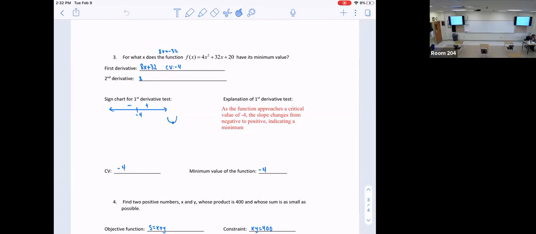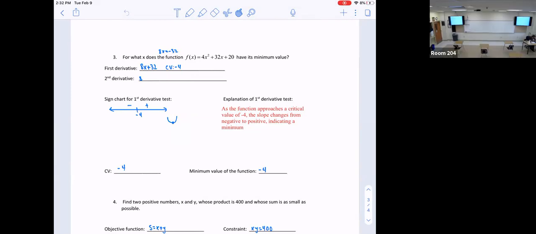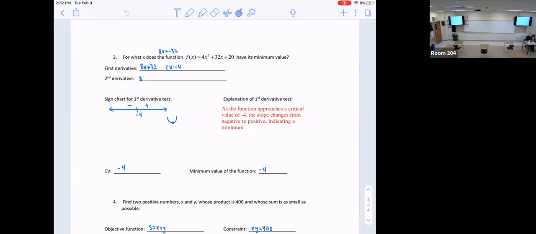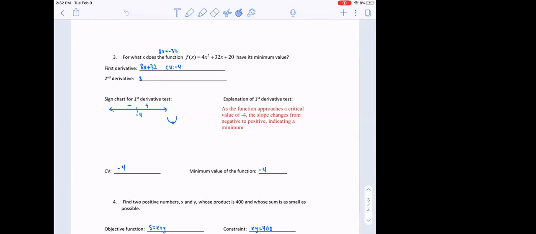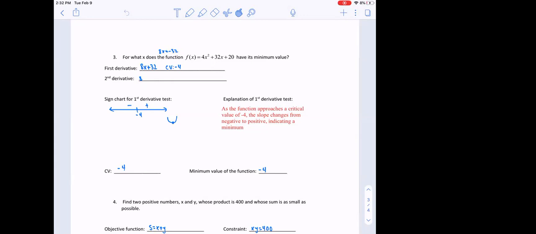All right, go ahead. So since the critical value was negative 4, I put that on the sign chart and I plugged in a value lower and higher than negative 4. And I got a change from negative slope to positive slope, which would indicate a minimum. And to the right is the explanation of my derivative test. And I just kind of explained how the slope changes from negative to positive. And the critical value was negative 4. And then that sign chart indicates that the minimum occurs at x equals negative 4.